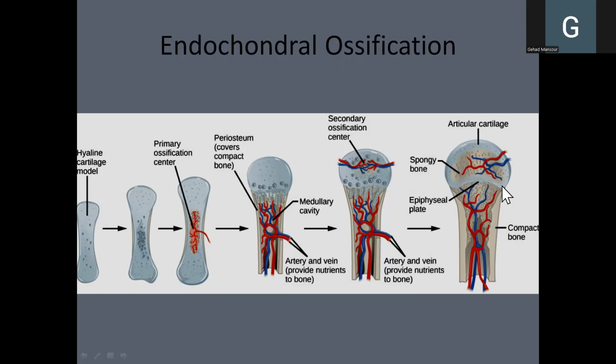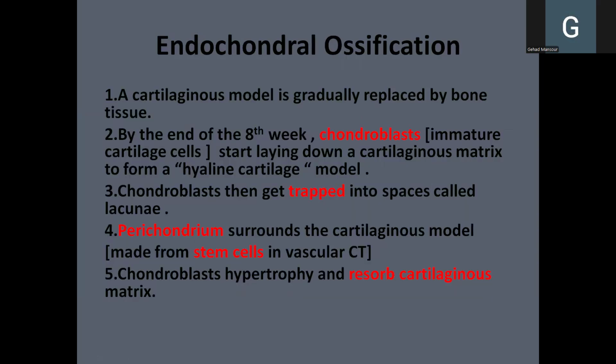When the epiphyseal plate becomes completely ossified, we say that the epiphyseal plate is now closed and that the bone is no more capable of elongation. So in endochondral ossification, we have a cartilaginous model, as we said, that is gradually replaced by bone.